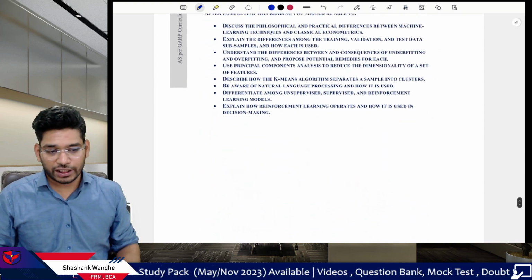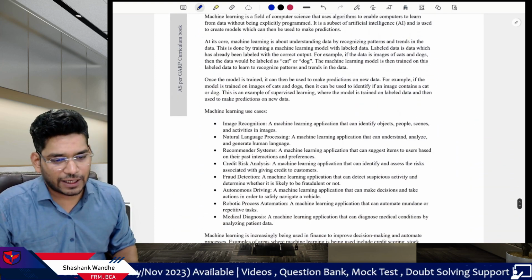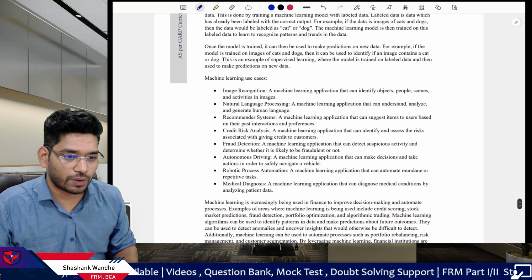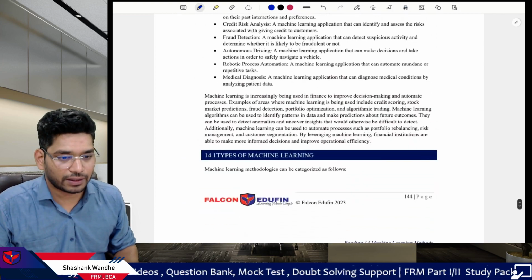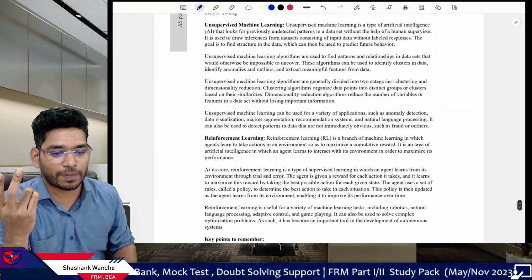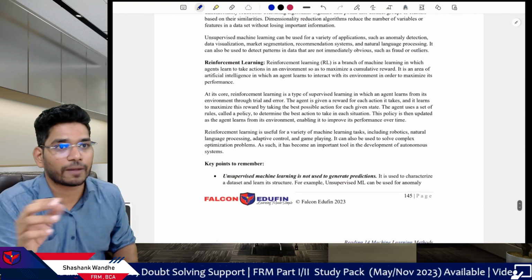Now we have the machine learning introduction. In machine learning, this is kind of like a full write-up of machine learning, so you will be able to understand each and everything properly. So mainly you have to understand things here. Okay, so what is supervised machine learning, what is unsupervised machine learning, when to use supervised, when to use unsupervised, when to use reinforcement learning, and so on.